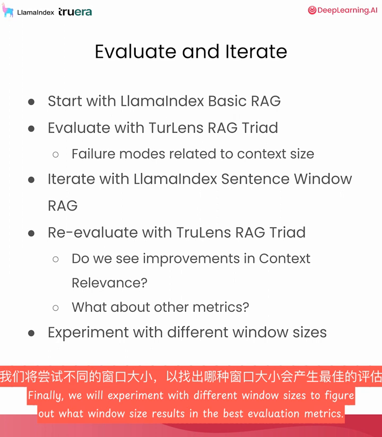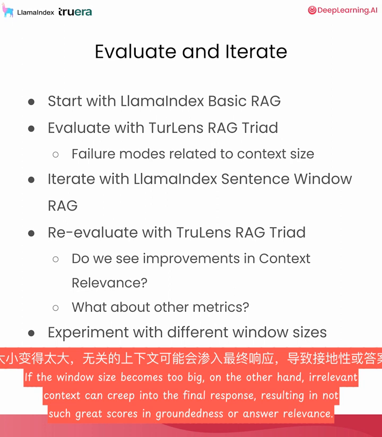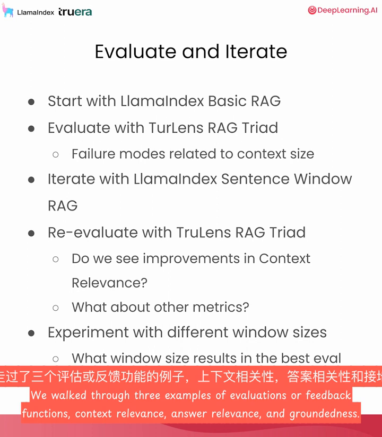Finally, we will experiment with different window sizes to figure out what window size results in the best evaluation metrics. Recall that if the window size is too small, there may not be enough relevant context to get a good score on context relevance and groundedness. If the window size becomes too big, on the other hand, irrelevant context can creep into the final response, resulting in not such great scores in groundedness or answer relevance.